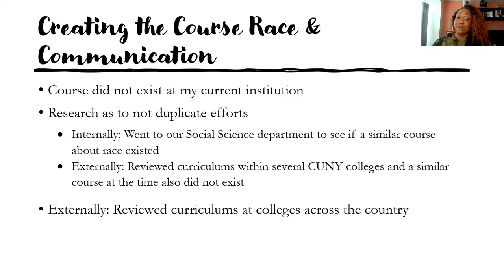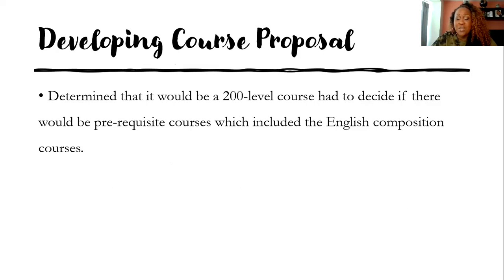So externally, outside, I researched and reviewed, and I started to see certain things that I added on to what I'd already done. I adopted that. So developing the course proposal, I realized that this course should be about 200 level because there's going to have to be prerequisites. The English composition courses primarily were the prerequisites for this course.